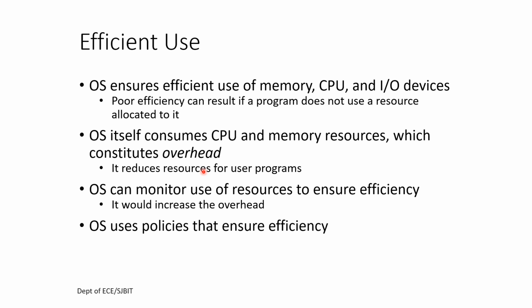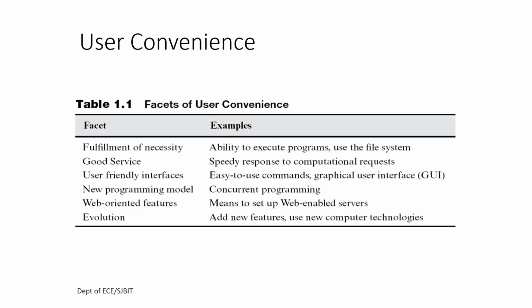So one of the goals is efficient use of an operating system. It must ensure the efficient use of the resources available in the operating system, and continuously monitor the resource allocation to ensure efficiency. So this is all about efficient use of an operating system. Now the next one is user convenience.